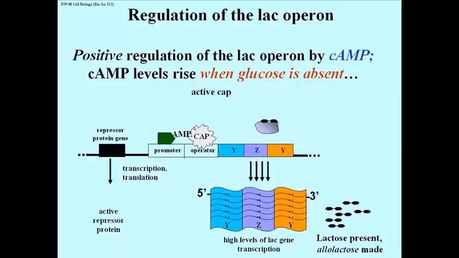So when glucose is present and lactose is present, the gene is on, but to a moderate extent. When glucose drops to very low levels, the cells detect this, produce cyclic AMP, activate the CAP protein, and increase transcription of the lac operon so the cell can really utilize lactose in the environment. So that's the regulation of the lac operon.